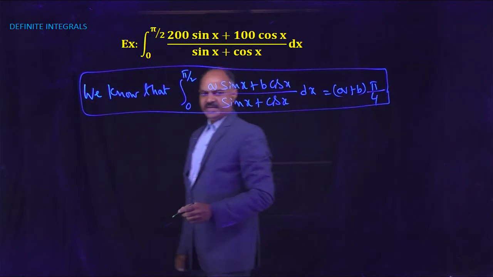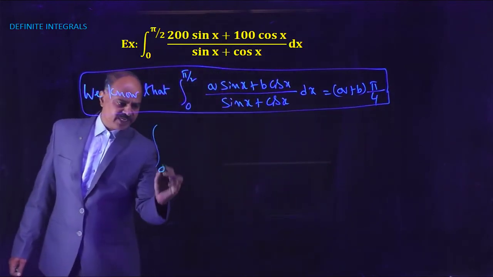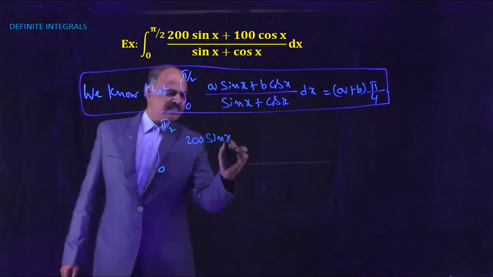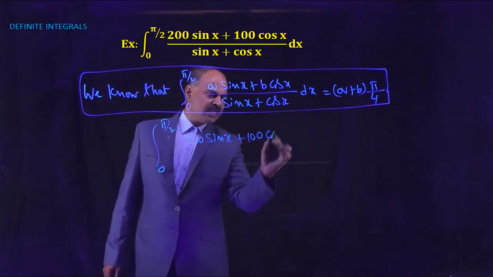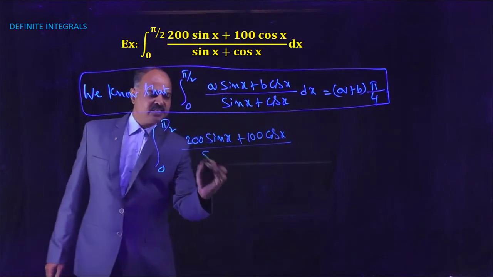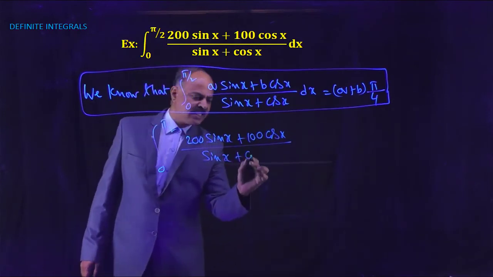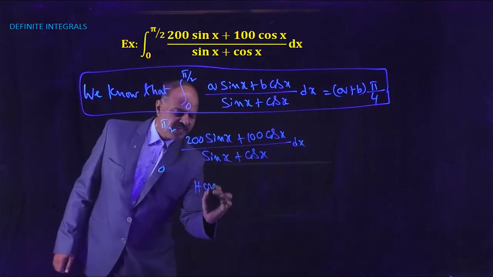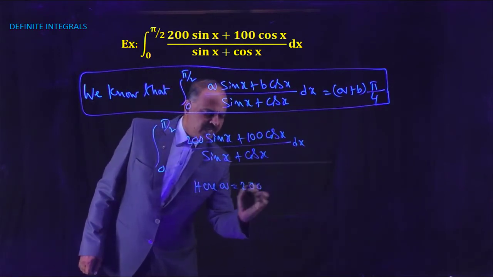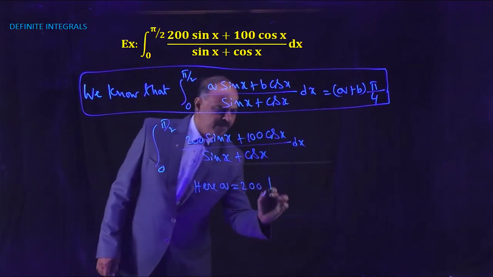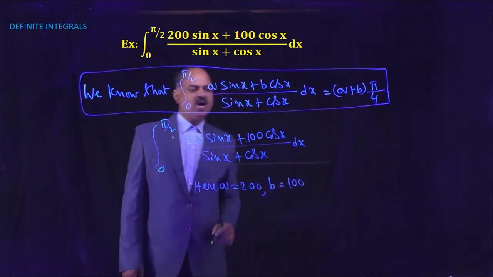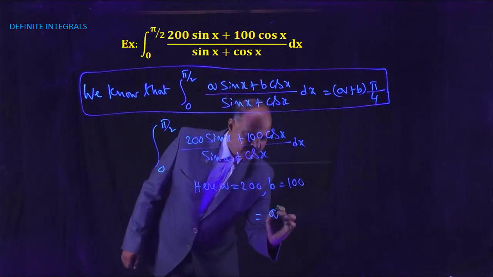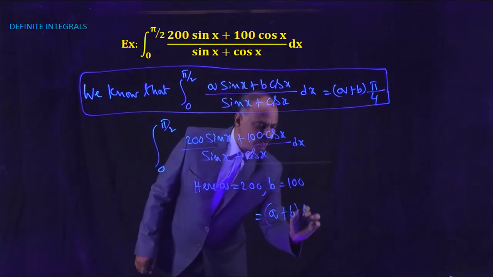So here, given the integral from 0 to pi by 2 of (200 sin x plus 100 cos x) by (sin x plus cos x) dx, a is equal to 200 and b is equal to 100. So the formula is (a plus b) into pi by 4.